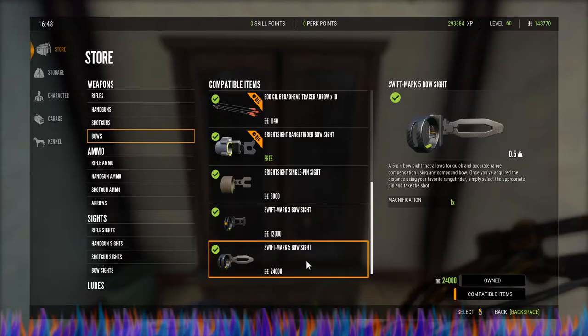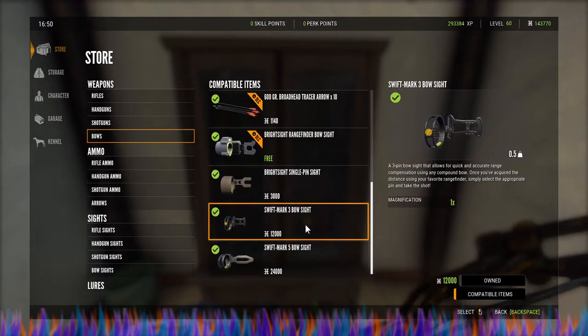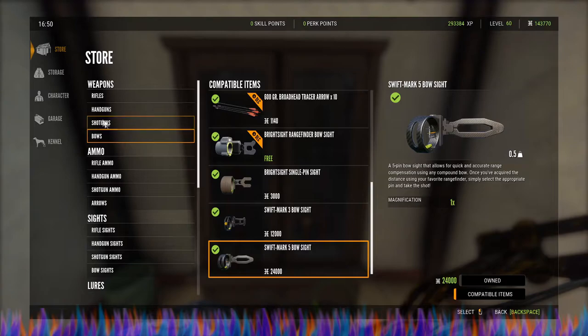The Swift Mark 5 pin bow sight, coming in at 0.5 units of weight, is going to run you 24,000 credits, and it has 5 pins. The orange in the middle is going to be the zeroing, 20 yards below or above, and then 40 yards below or above are the outer pins. And you can do the same thing with the 3 pin if you just sort of put an imaginary pin in the middle of those. It does seem to actually work about the same.